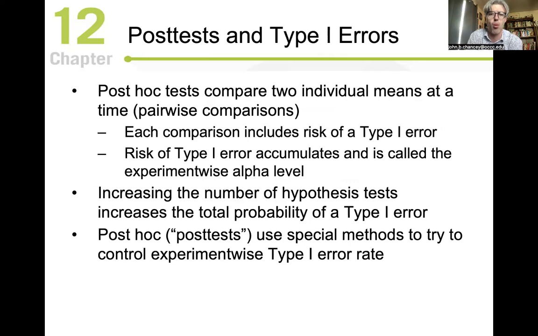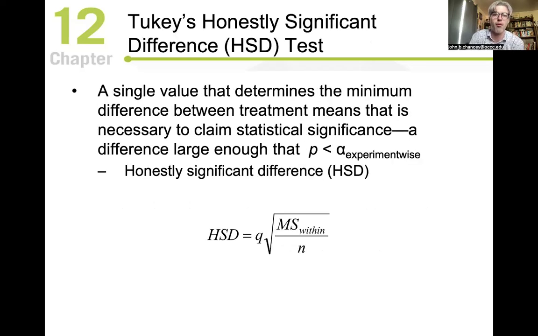This is a pairwise comparison, and each comparison does include a risk of type 1 error, and those accumulate and add onto the alpha level. So increasing our number of hypothesis tests increases the total probability of alpha each time we do it. So post hocs are ways that we can kind of control the experiment-wise type 1 error rate. They're a way of working around that.